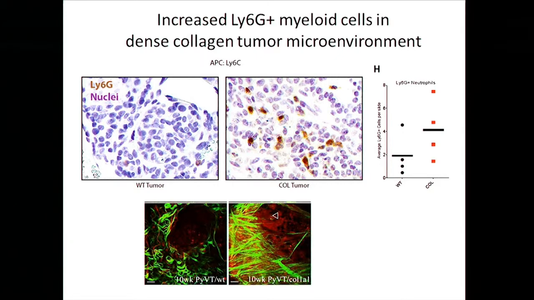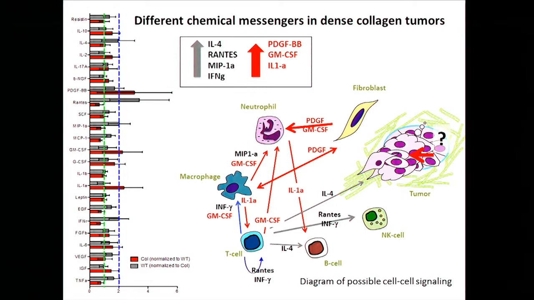Now, if you take these dense collagen tumors I told you about versus the wild type, we find that there are more neutrophil populations in the dense collagen tumors. We're marking these by a particular marker called Ly6G. And when we look at all the chemical messengers that we call cytokines, we find that there are differences between these dense collagen mice and the not dense collagen mice. And what you see here are the same things, they're just inverted.